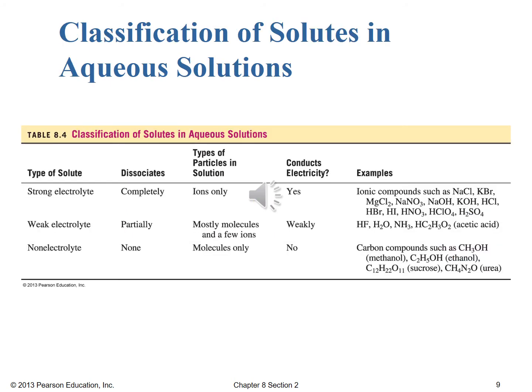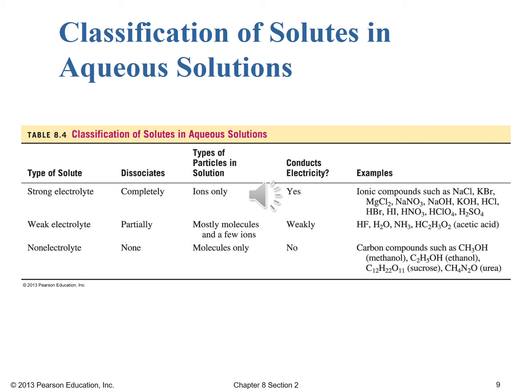All right, and here Table 8.4 summarizes these ideas. So we have the different types of solute, strong electrolyte, weak electrolyte, or non-electrolytes, and how much they dissociate. Again, completely is a little bit of a lie, but mostly, certainly almost completely. For weak electrolytes, partially, and then non-electrolytes, not at all. The types of particles in a strong electrolyte would be ions only. Weak electrolyte, you've got a mix of mostly neutral molecules and a few charged species. And then finally, with non-electrolytes, you have molecules only.